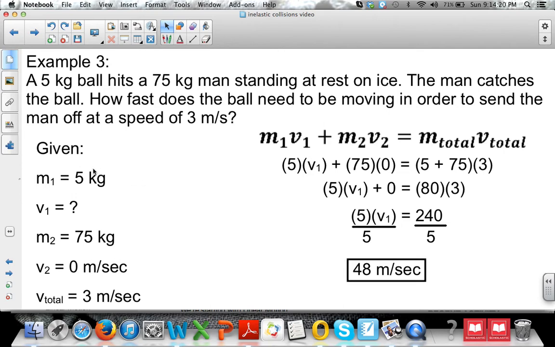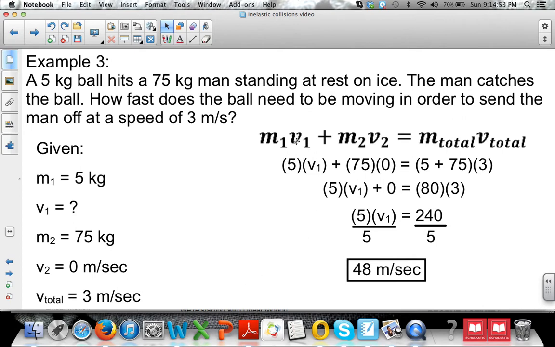I'm going to call the ball mass 1. So the ball had mass 5 kilograms, and the velocity, I don't know. That's what I'm solving for. It asked how fast the ball needs to be moving. Then the man is going to be object 2, so he is 75 kilograms, and he was at rest, so 0 meters per second. But this time, I know that V total is going to be 3 meters per second, so I'm not solving for that anymore. I'm going to solve a little bit backwards. So I'm going to plug everything in.